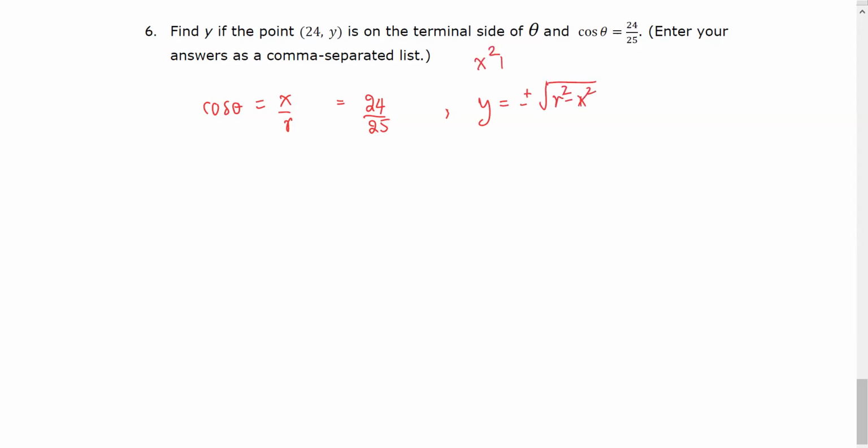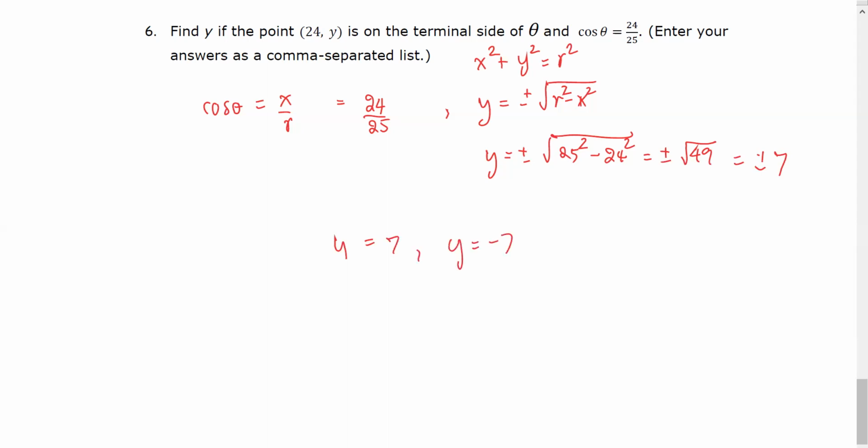From the relationship x squared plus y squared equals r squared, y equals plus or minus square root of 25 squared minus x, which is 24, squared. Simplify the number, we will get plus or minus square root of 49, or plus or minus 7. Therefore, the y value could be either 7 or negative 7. That will satisfy the provided condition.